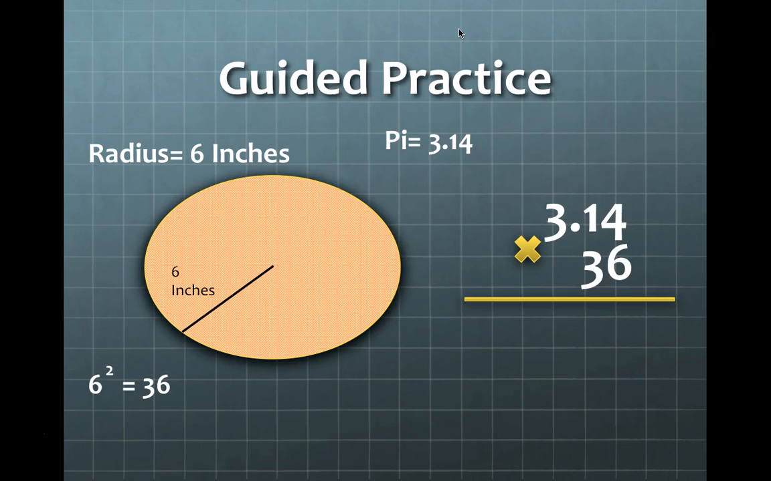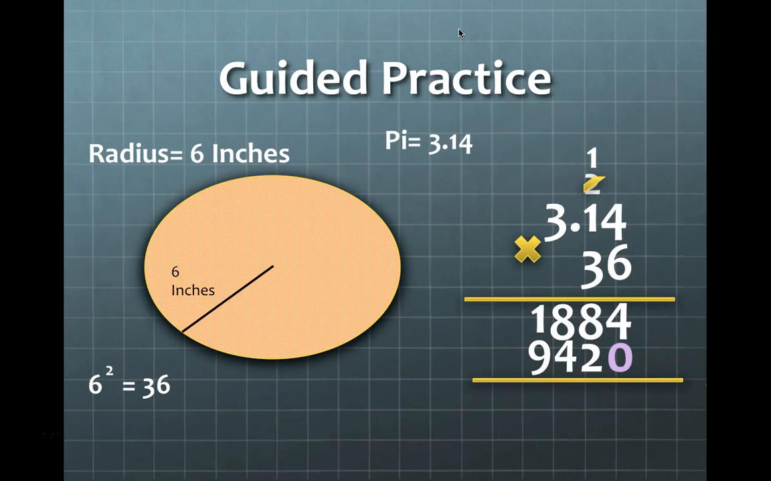6 times 4 is 24. 4 goes down, 2 goes up. 6 times 1 is 6, plus 2 is 8. And then 6 times 3 is 18. Put the 0 down. 3 times 4 is 12. 2 goes down, 1 goes up. 3 times 1 plus 1 is 4. And 3 times 3 is 9.